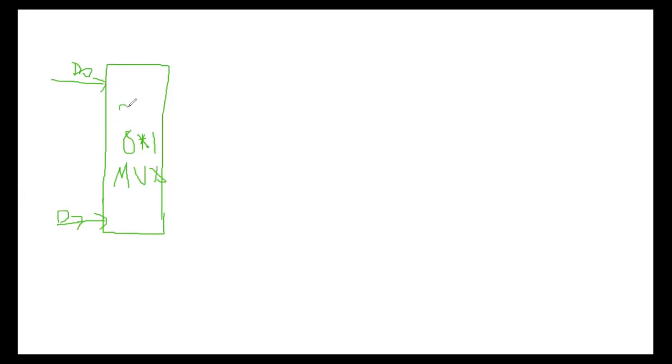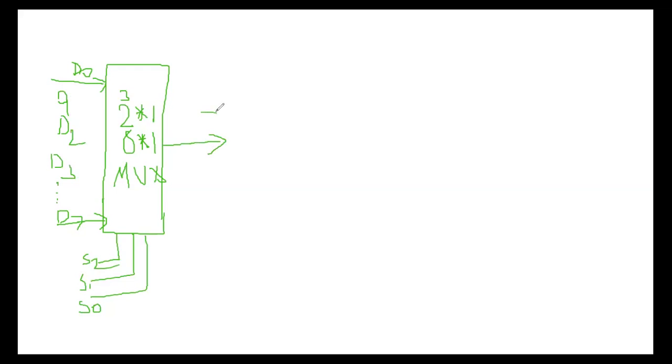And 8 is nothing but 2 power 3, so 2 power 3 by 1. The 3 is the number of selection lines. What are the selection lines here? The 3 selection lines are S2, S1, and S0. In between, there are D1, D2, D3, D4, D5, and so on up to D7. It has only one output, Z. Well, this is the block diagram of the 8x1 MUX.